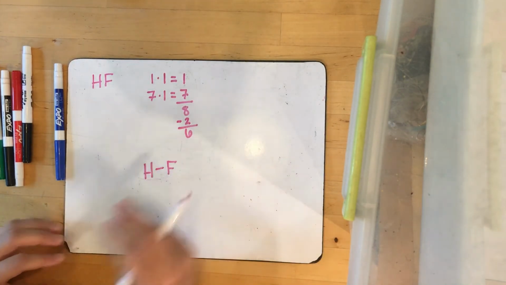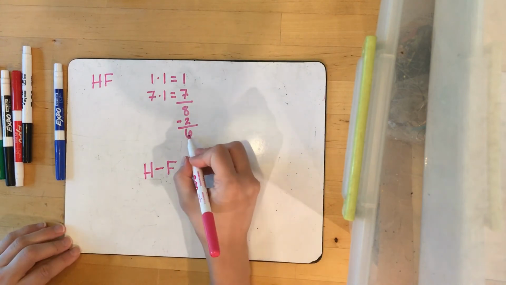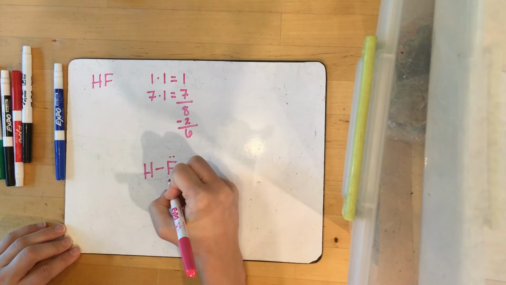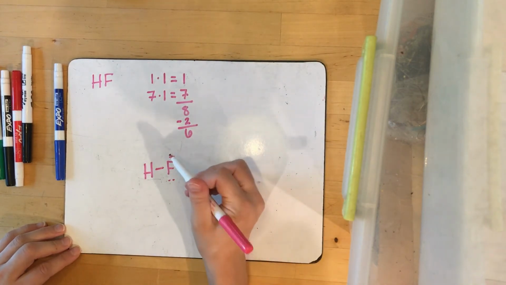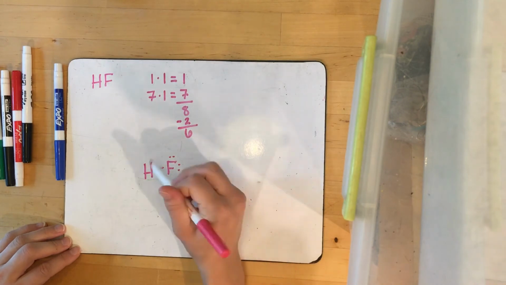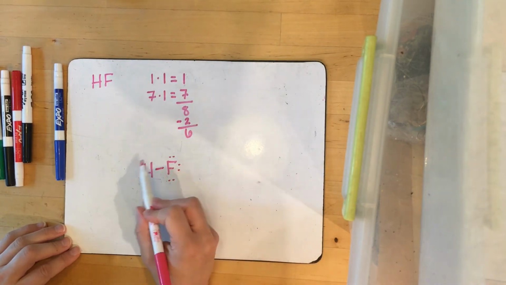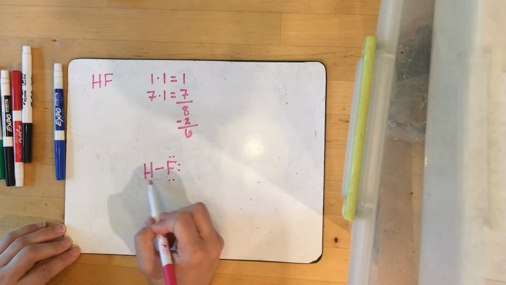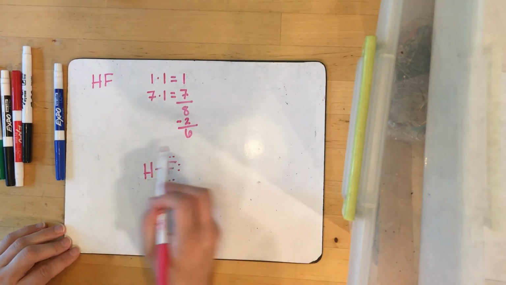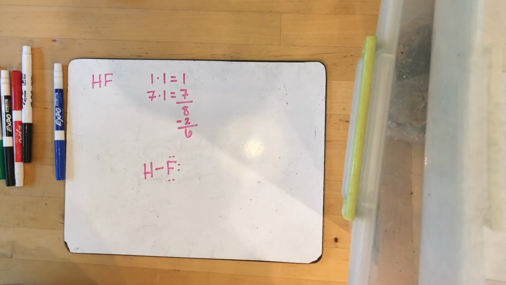So hydrogen is done. So instead, we take these 6 electrons and we add them to the fluorine. And now we can see that fluorine has 2, 4, 6, 8 electrons. So it has its full octet. Hydrogen does not, but it has 2, which is what it wants. So this would be our correct Lewis structure for HF.